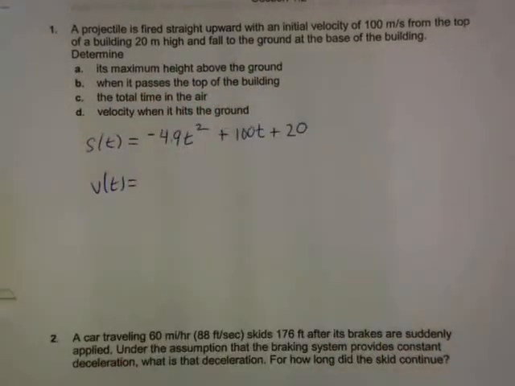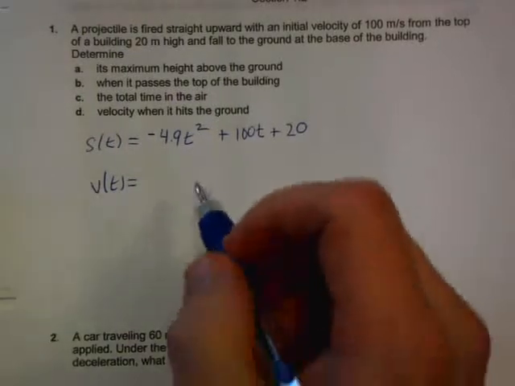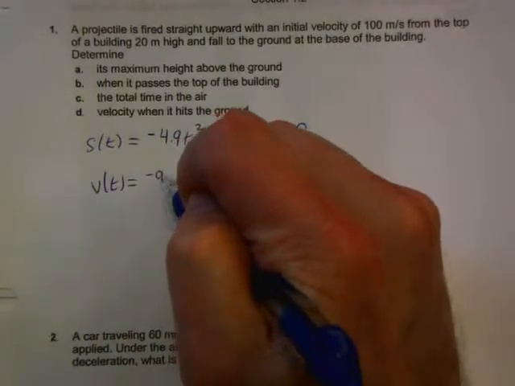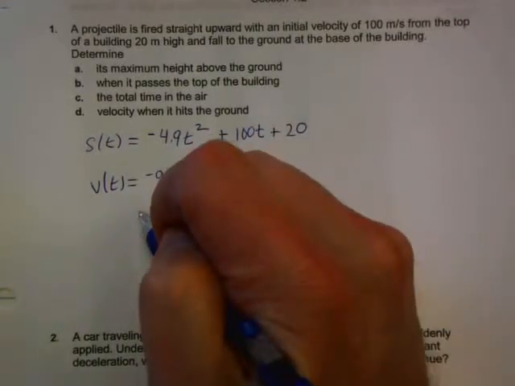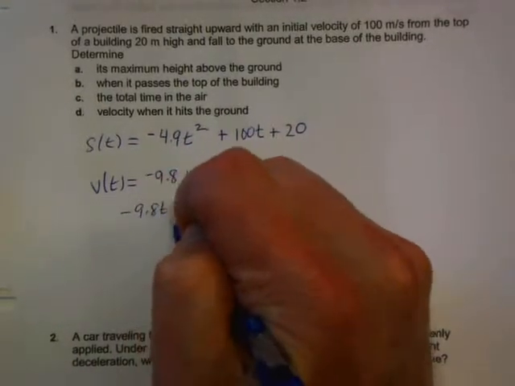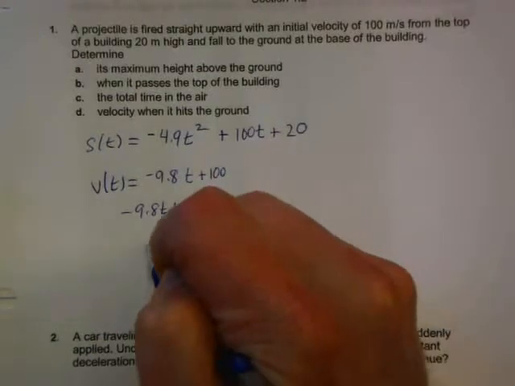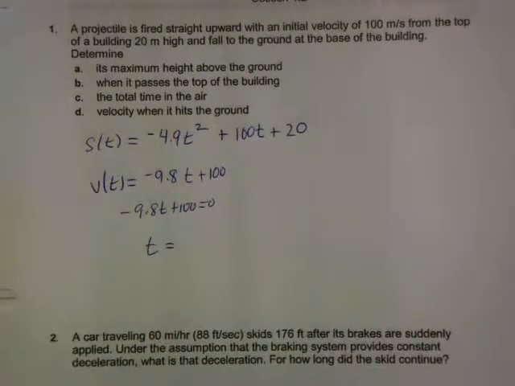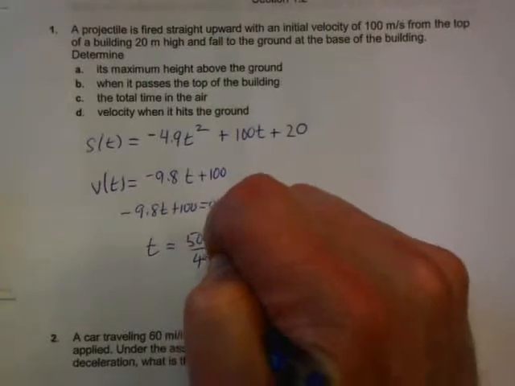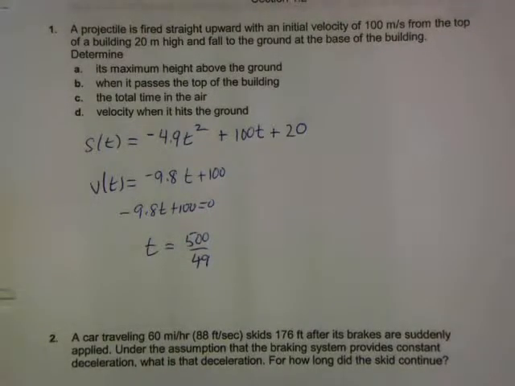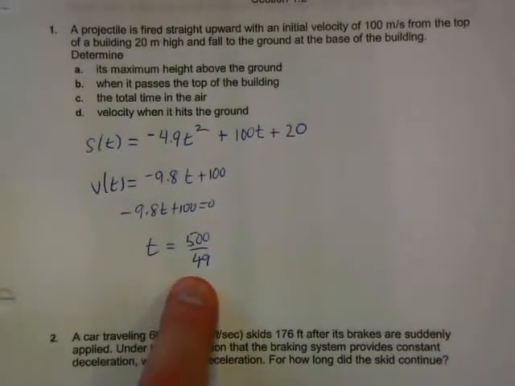So what we would do in Calc 1 is we would take the derivative. We would get negative 9.8 t plus 100, and we would set that equal to 0. And we would get t is 100 over 9.8, which I'm going to leave as 500 over 49. And then we would take that t, so that gives us the time when it reaches the maximum.